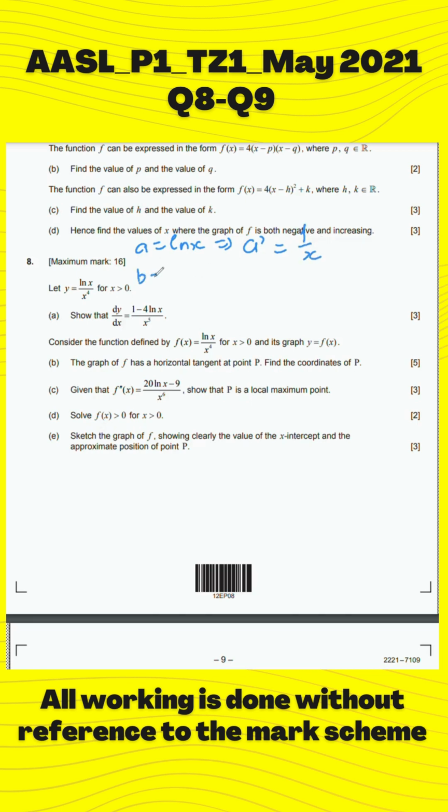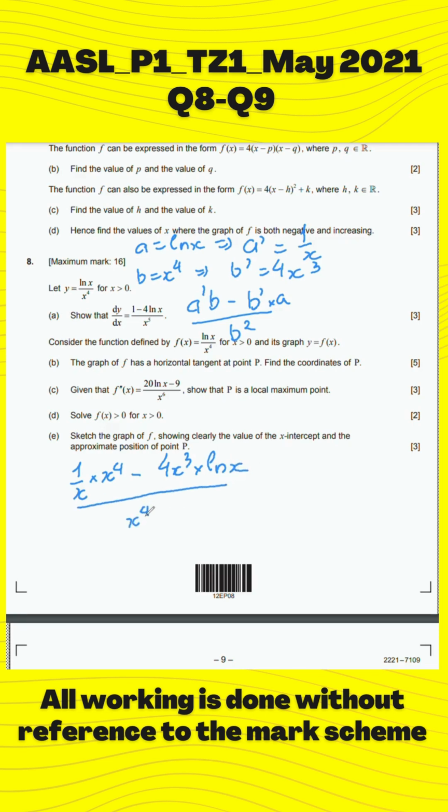B is x to the power 4, so the derivative of B will be 4 times x cubed. So it will be the derivative of A multiplied by B, minus the derivative of B multiplied by A, over B squared. So we put it in. It will be 1 over x multiplied by x to the power 4, minus 4x cubed multiplied by ln x, everything divided by x to the power 4 squared.